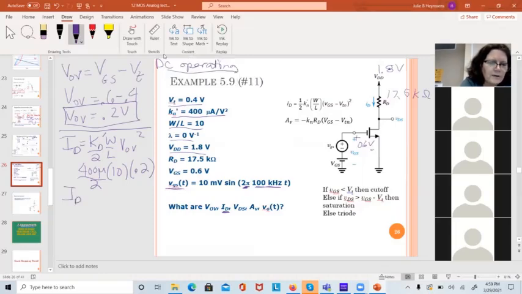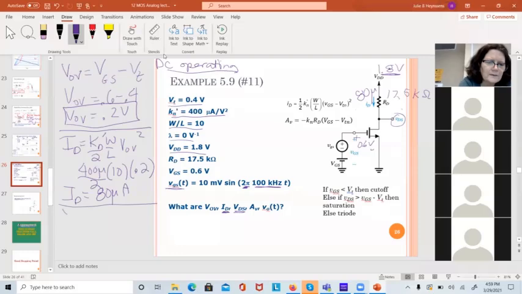Pretty typical value. You're going to get microamps and milliamps and things like that. Okay, so we got that. I'm going to write that on the schematic because the next part is I want to figure out what VDS is. Well, I know I've got a resistor. I know the voltage on one side, the current and the resistance. I can use Ohm's law to find VDS.